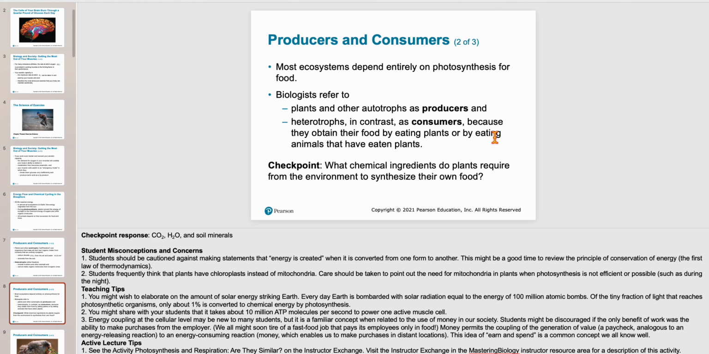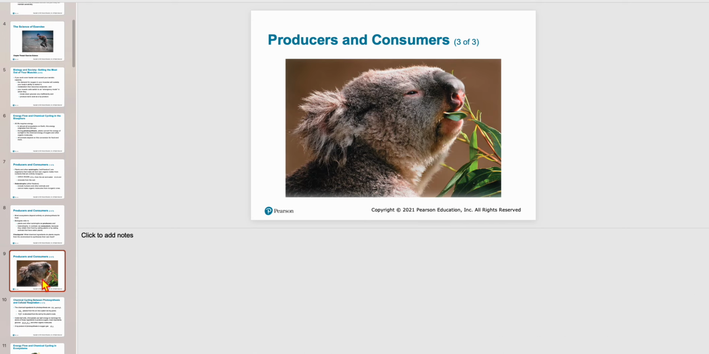Next slide. Very similar is the term we saw earlier, producers. So plants are producers, and we saw that in a previous chapter. Heterotrophs, like animals, like us, we are consumers. So very similar to our previous chapter. Here's a picture of a koala and eucalyptus leaves. The eucalyptus leaves are the producers, and the koala here is your consumer.